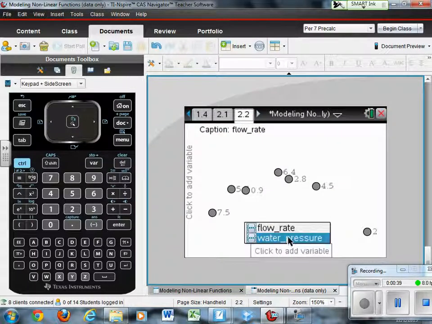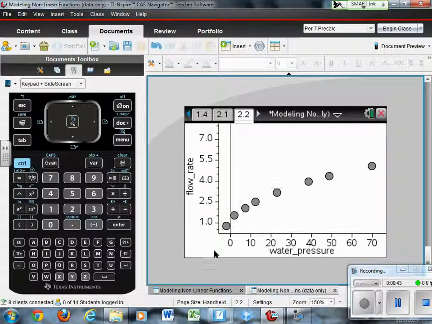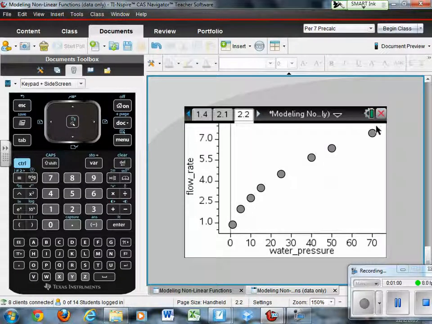we're going to have water pressure as our x value and flow rate as our y value, and you see something that looks very much like either possibly a logarithmic graph or possibly like a square root graph. And remember that a square root graph is a type of power function in which the exponent is less than 1, because x to the 1/2 would be a square root function. So we'll try logarithmic and we'll try power.